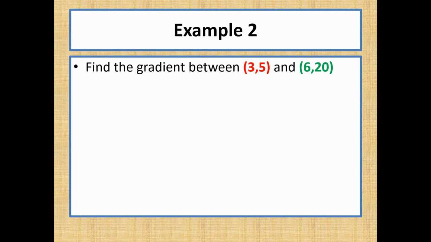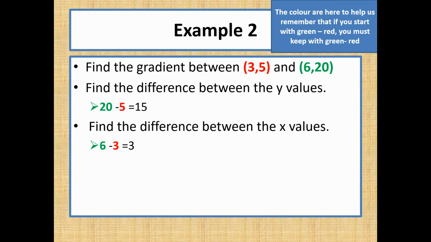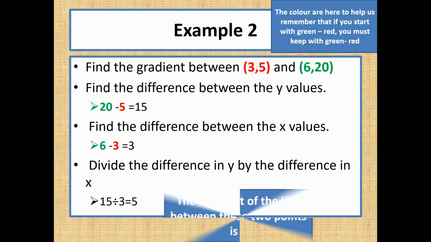Okay, let's just quickly go through this. So we do the difference in y values, 20 minus 5 gives me 15. Then we do the difference in x values, 6 minus 3 is 3. Okay, then what do we do to work out the gradient? We do the difference in y divided by the difference in x. 15 divided by 3 gives me 5. And there you go. So this particular line has a positive gradient of 5. Okay? All right.